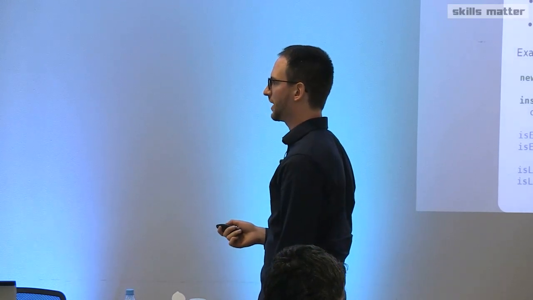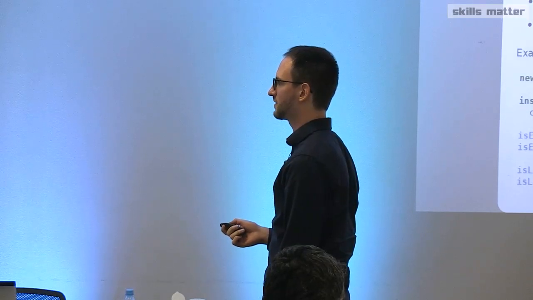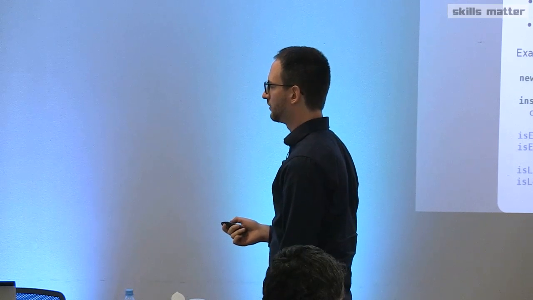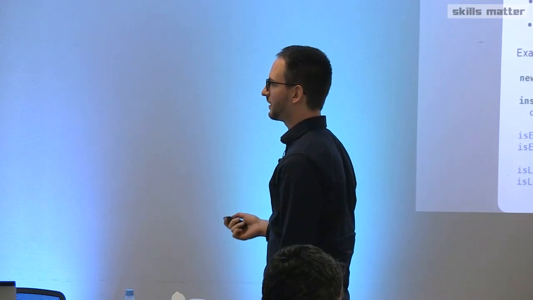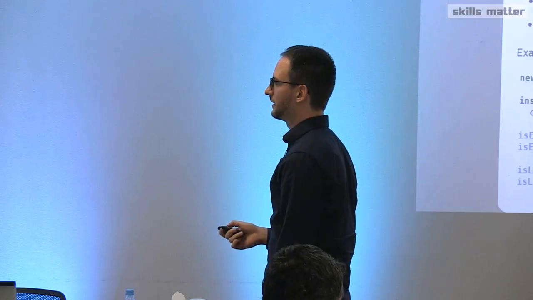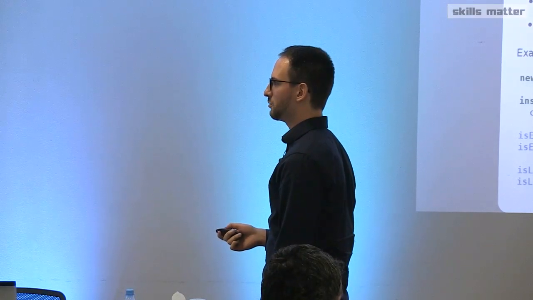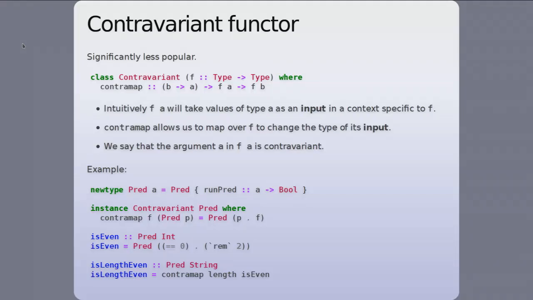And an example is a predicate, right? A predicate is basically a function that takes some value and produces a Boolean, whether the predicate gives us true or false. And given a predicate that takes an int that checks whether this int is even, we can construct a predicate that takes a string by contramapping length over the predicate is even, right? We basically contramap length over the input. And we get a predicate that succeeds whether the length of the string is even.